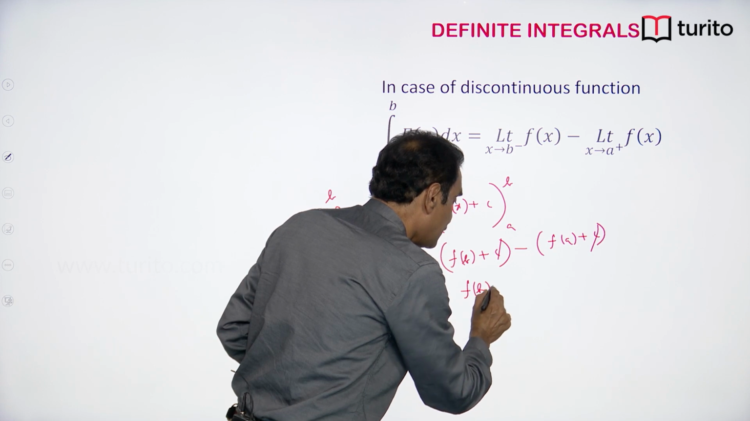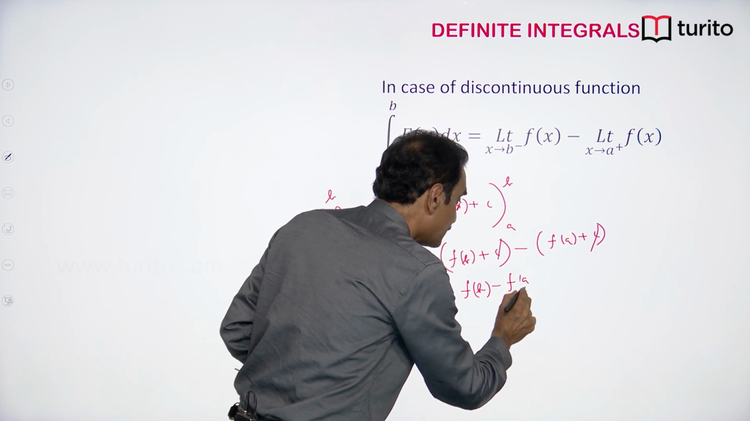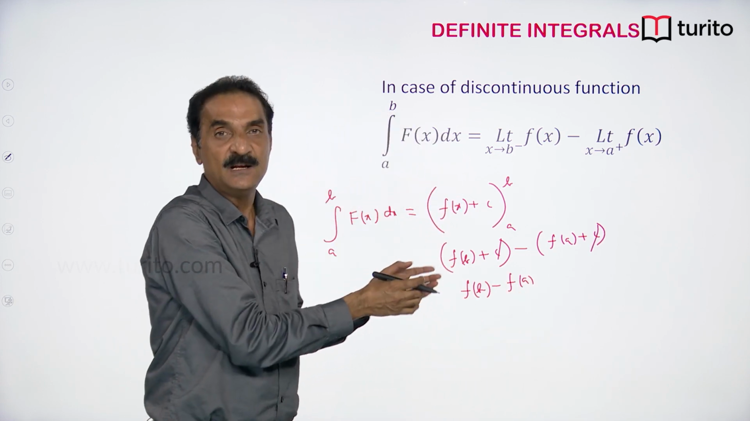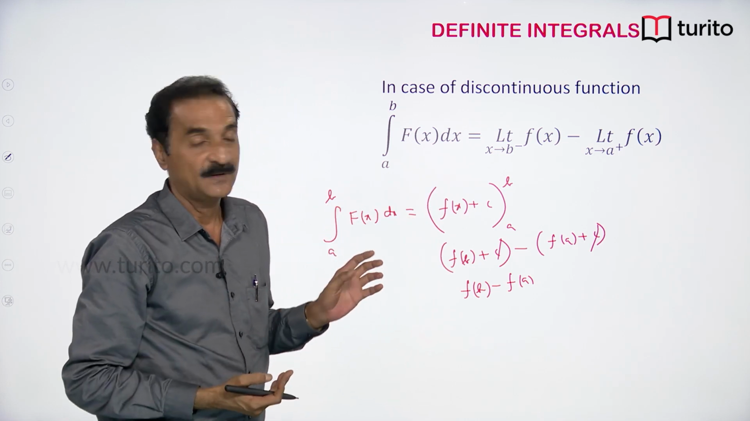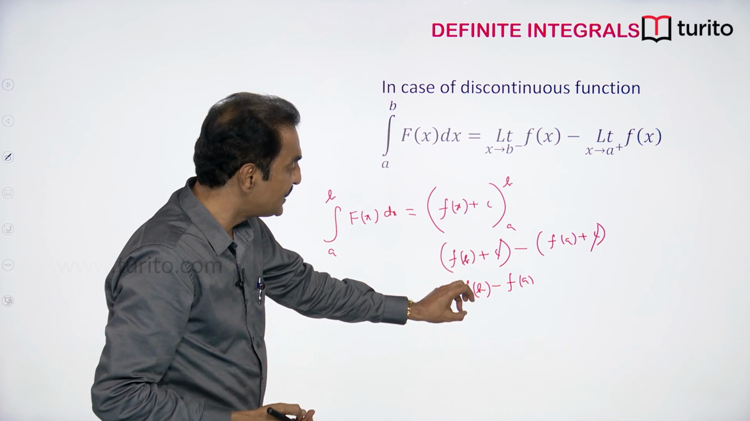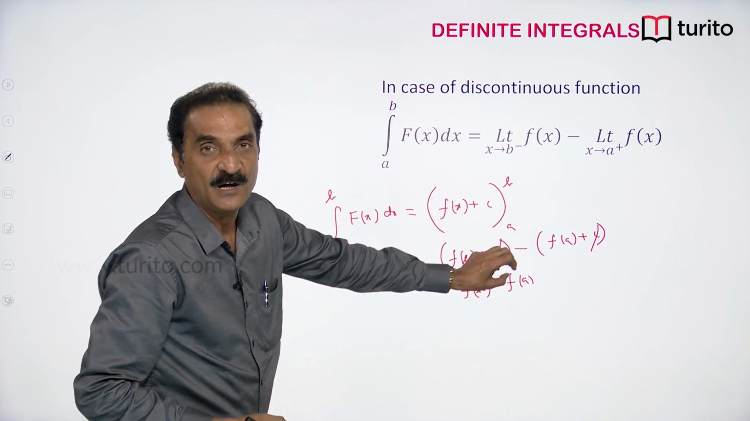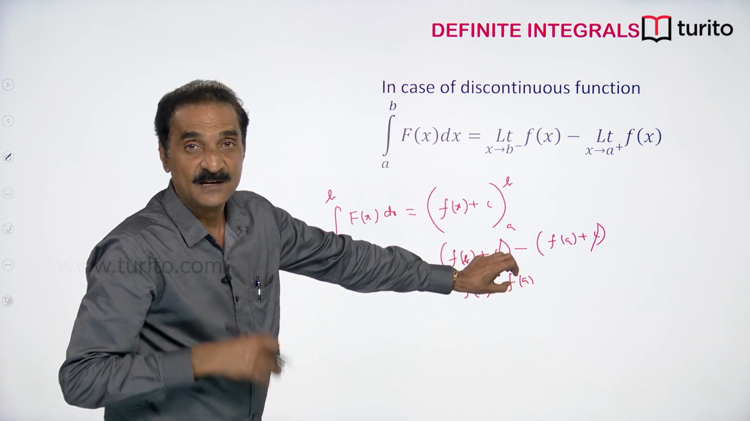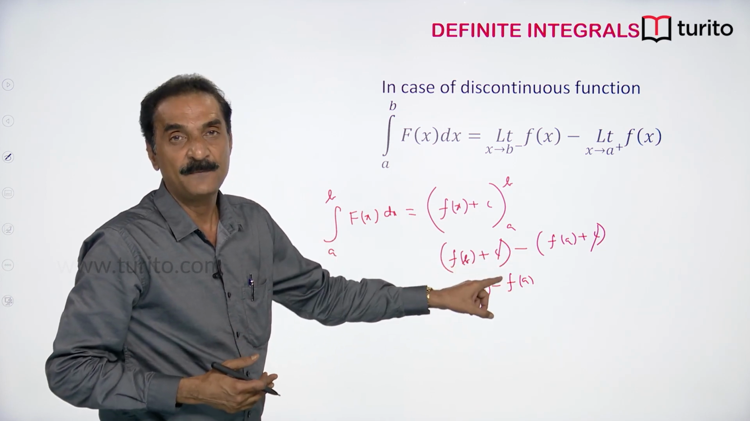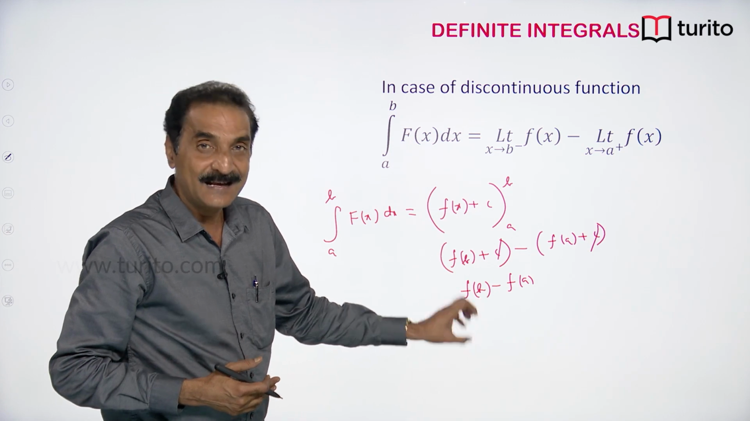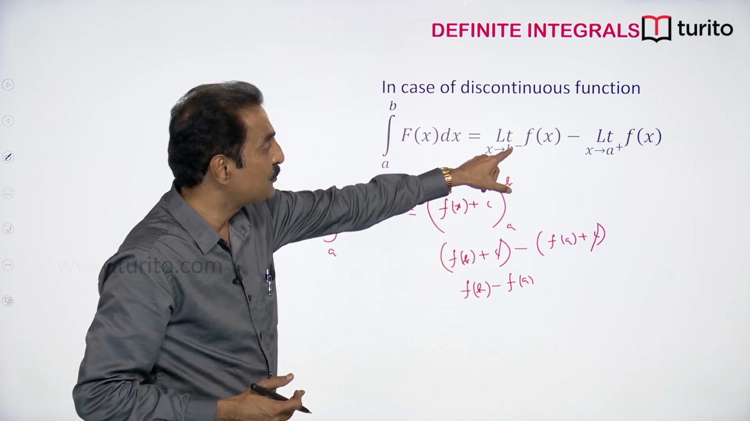So, after finding the indefinite integral, we substitute the upper limit and lower limit and take the difference. Now, suppose the function is not defined at x is equal to b or x is equal to a, that does not mean that the definite integral is not defined. If f of a or f of b is not defined, then we have to use this formula, we have to take the limiting value.